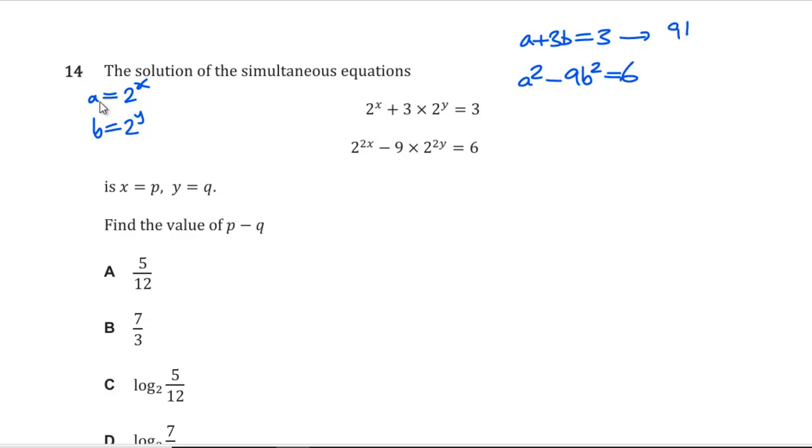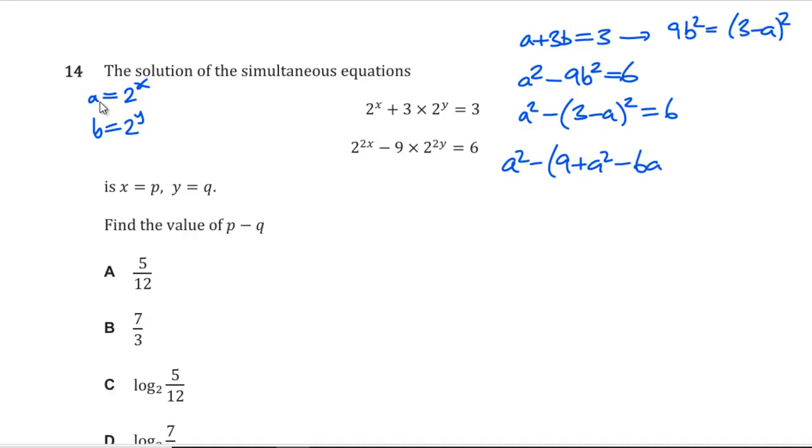So this thing's given us 9b squared is going to be 3 minus a squared. So a squared minus (3 minus a squared) is 6. A squared minus 9 plus a squared, that's handy, minus 6a is 6. So minus 9 plus 6a equals 6. A is 15 over 6, which is 2.5, so 5 over 2. B is going to be equal to 3 minus 2.5, so a half, divided by 3, so a sixth.